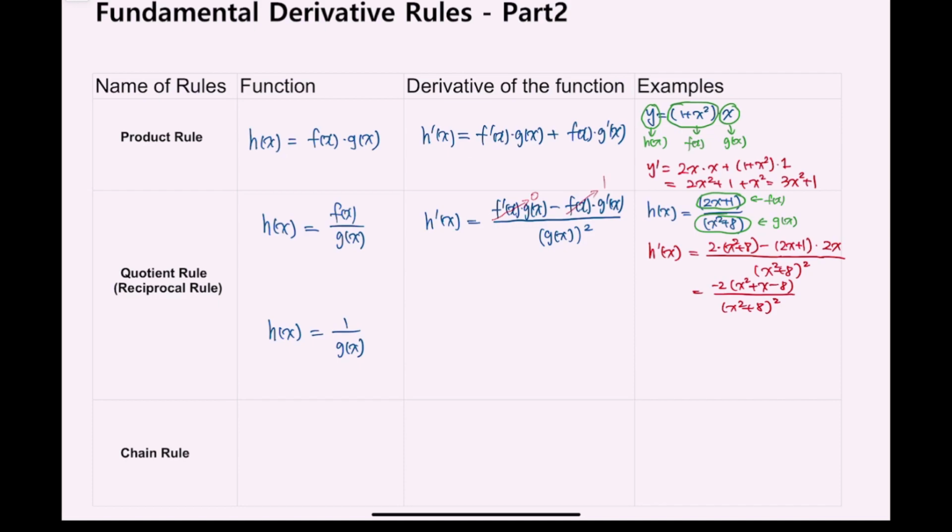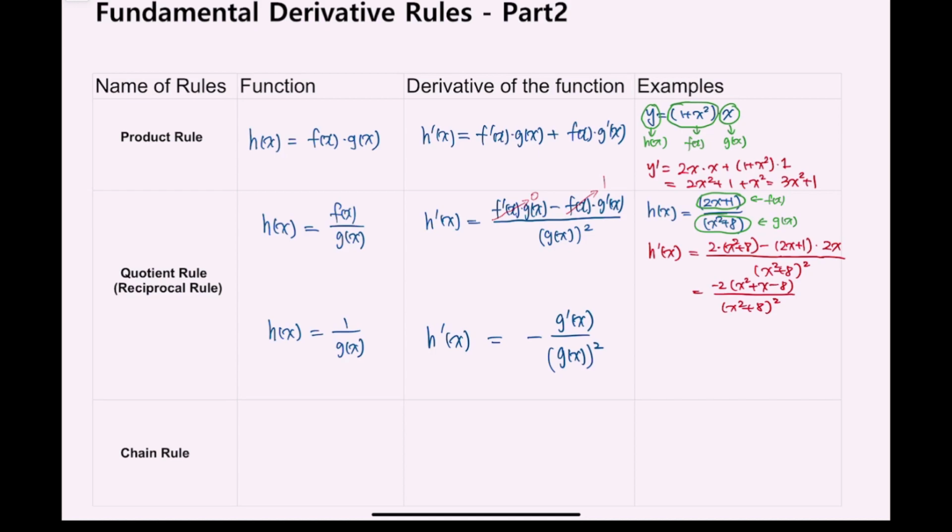So we ended up having h'(x), that is negative g'(x) over g(x) squared. This rule is called reciprocal rule.